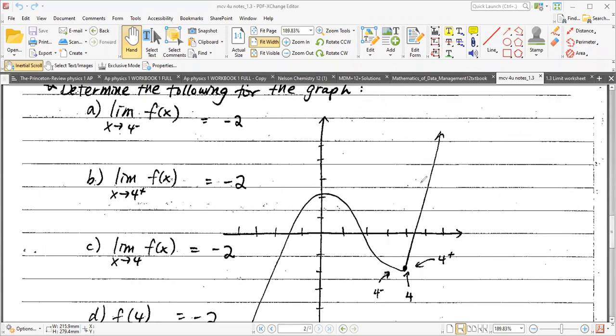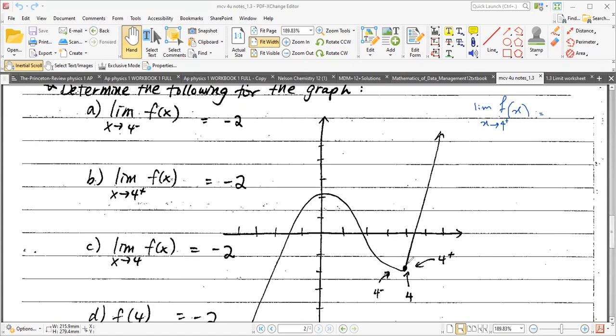This is my function f of x. I want to find the limit of my function when x getting close to 4 from right side. 4 plus means from right side. I want to see when the x getting close to 4 from higher value of the 4. What is the y value? F of x means y value.